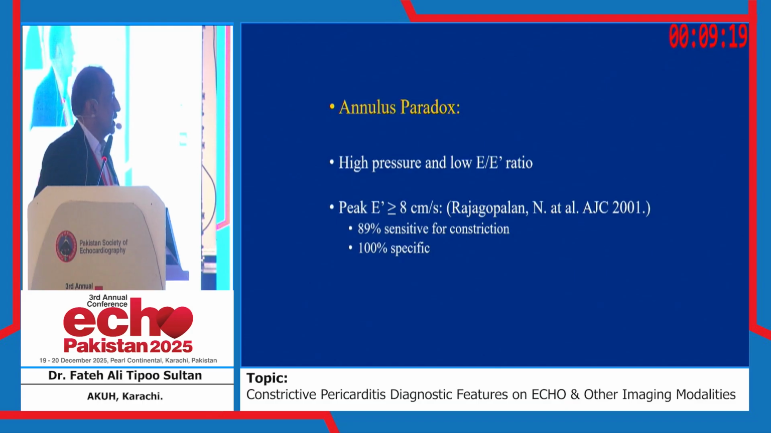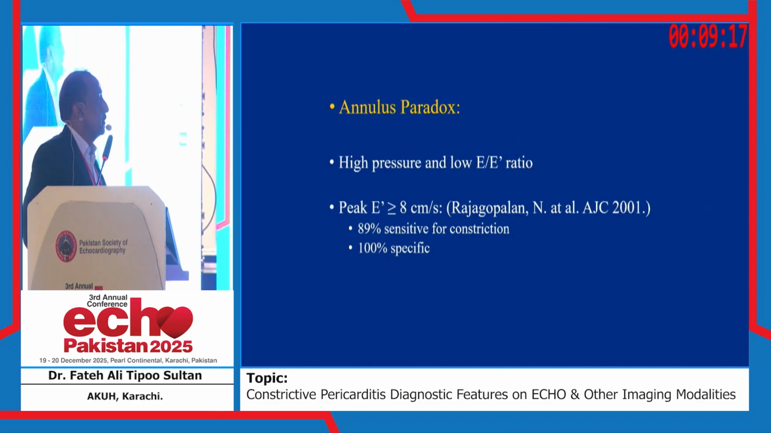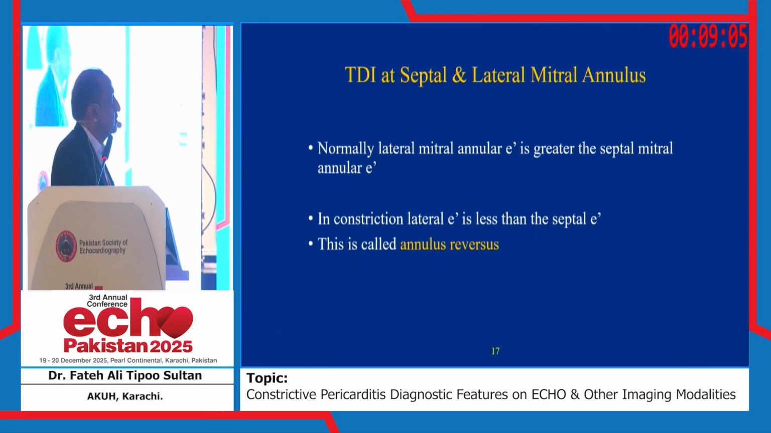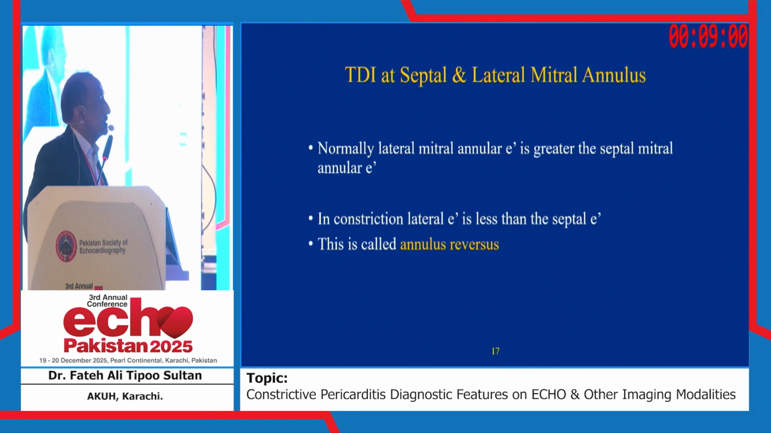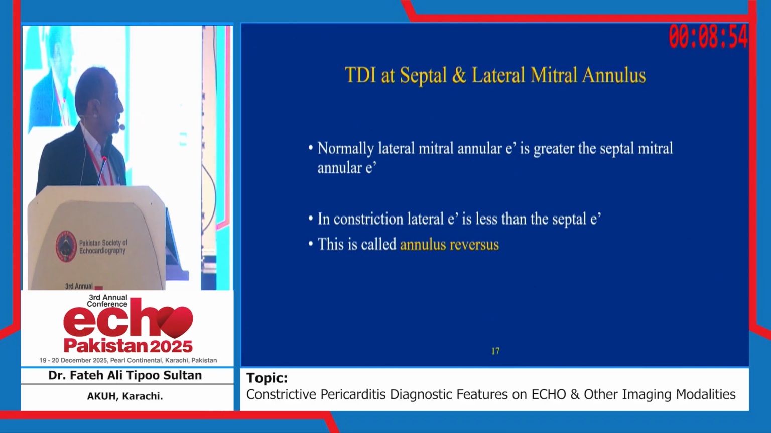Another thing is annular paradox. That is high pressure and low E to E prime ratio, and so peak E velocity of more than 8 has a sensitivity of 89% and 100% specificity. So normally the lateral mitral annulus E prime is greater than the septal mitral annulus E prime, but in constrictive pericarditis, lateral E prime is less than the septal E prime, and this is called annular reversus. So annular paradox हमने बात कर ली.